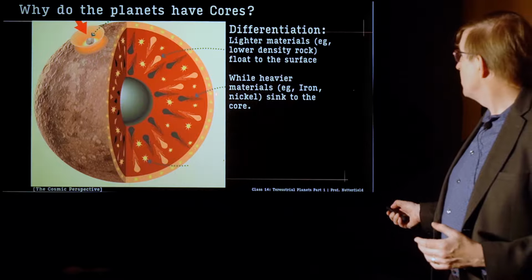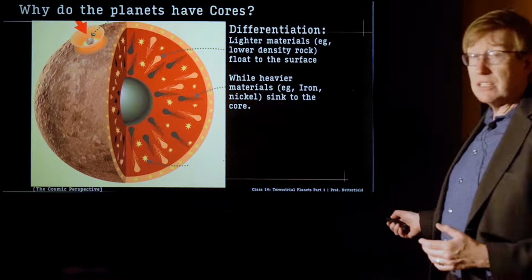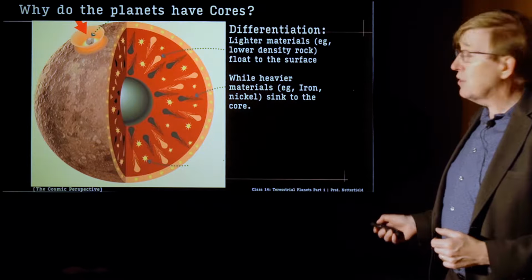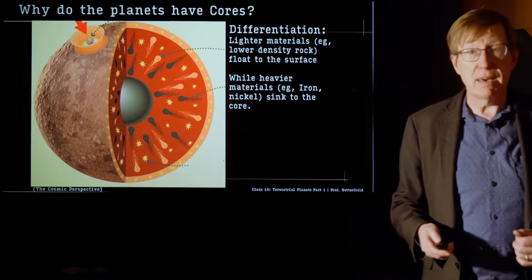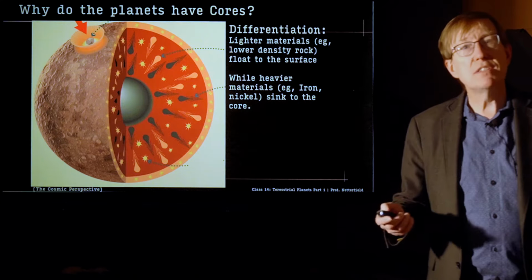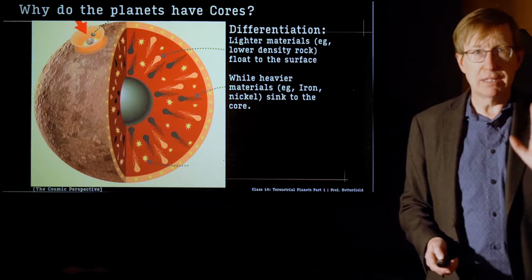The lightest material becomes the crust rock on the surface. The mantle is the medium density stuff, and the core is nickel and iron, the heaviest metals, sinking to the core. So that makes sense, and it matches what we see with the seismometers. That's good. That's exciting.